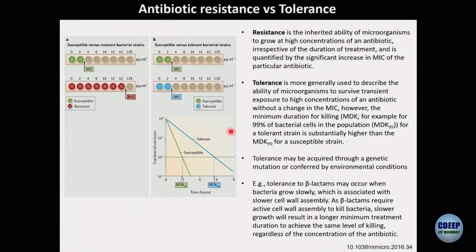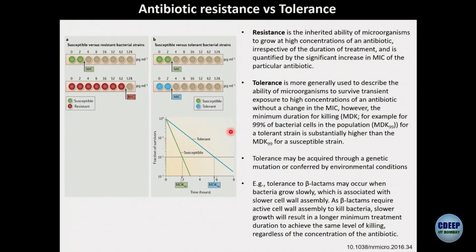One was antibiotic resistance, and I said whenever we talk about antibiotic resistance, essentially we are trying to say that there is an increase in the MIC value. The MIC value should significantly increase, number one. Number two, it is a heritable property. That means it passes from one generation to another generation, right? These are the two things that primarily we talked about whenever we talked about resistance.